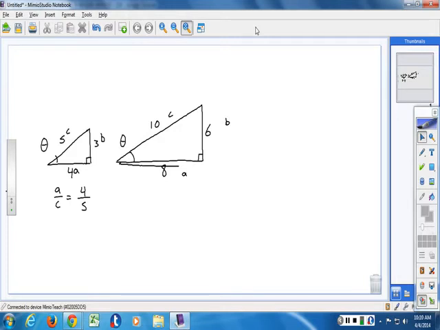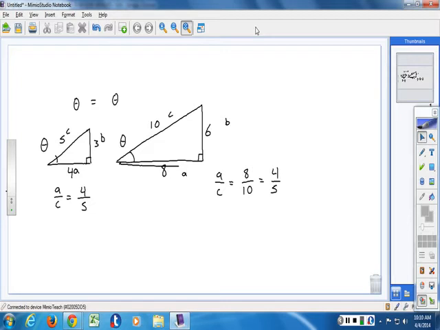Now let's do it over here as well. A over C, what's A? 8. And C is 10. What happens when we reduce that? What's 8 tenths? 4 over 5. The thing that was consistent about this is the angle. So theta equals theta. For the two triangles, we scaled them up, but the angle is the same.